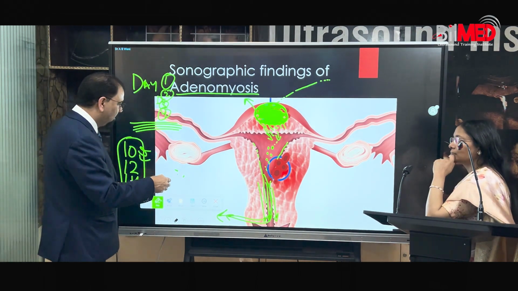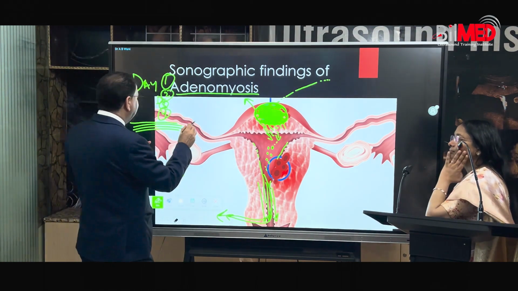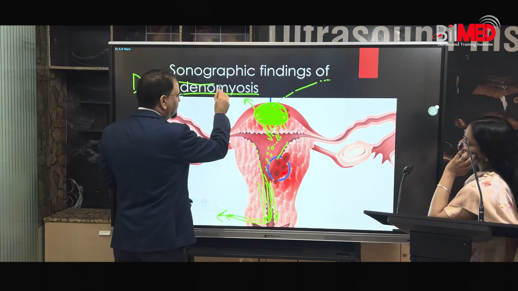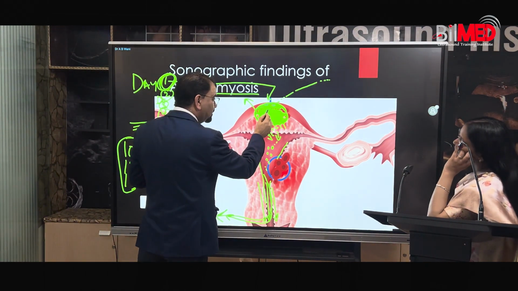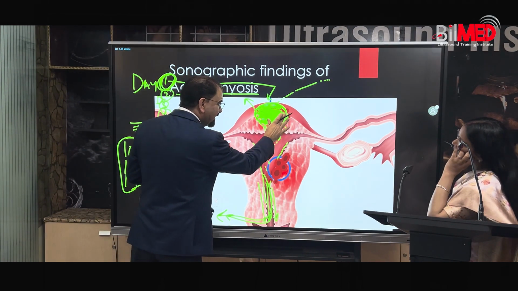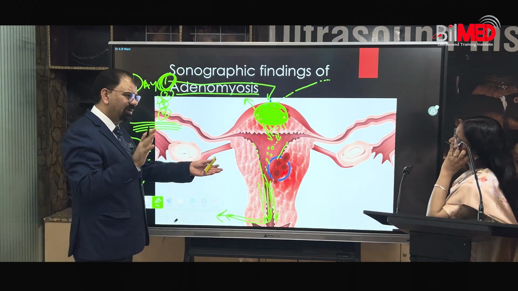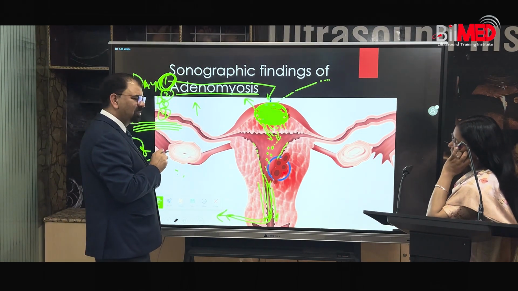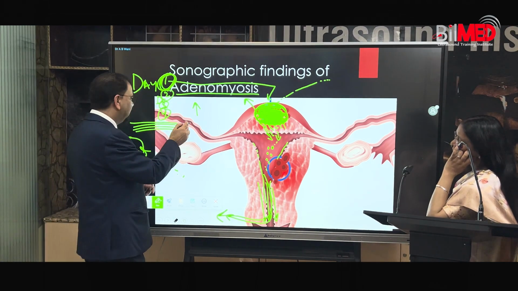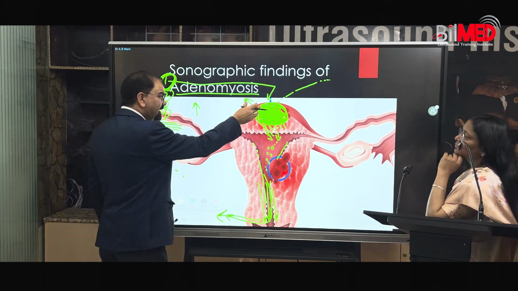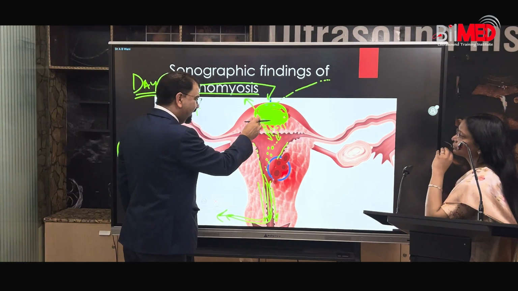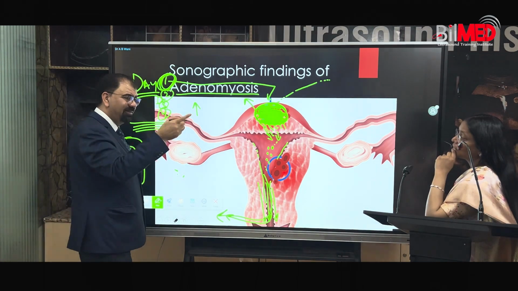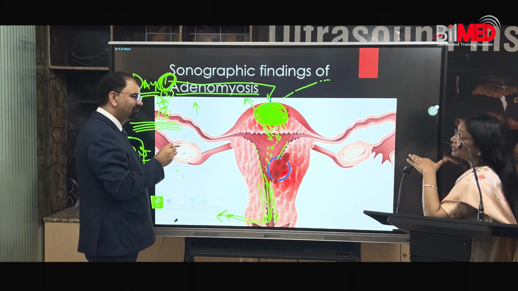Now come back. When I am at day 1, for example, the echogenicity of this endometrial patch will be like this. When I say like this, a hyperechoic one. Let's take it this much hyperechoic. I am marking this as the echogenicity at day 1. Blood is getting pulled here. What will happen to this echogenicity? Will it drop or increase? Blood has less echogenicity, so it will decrease.